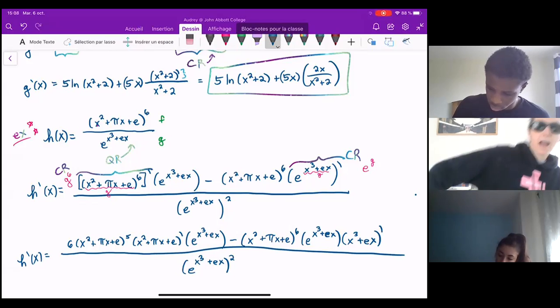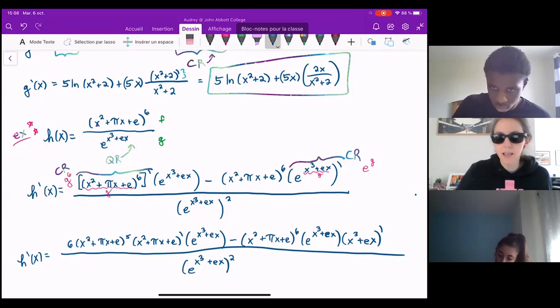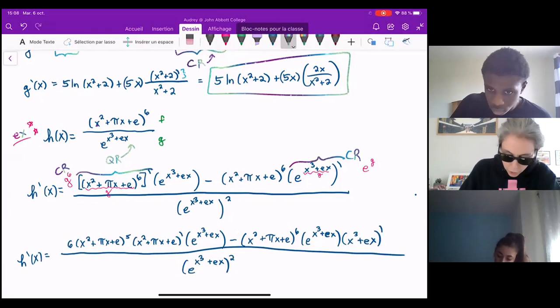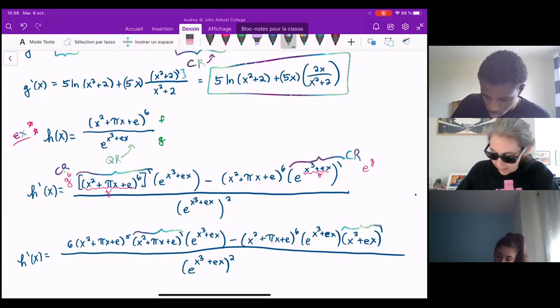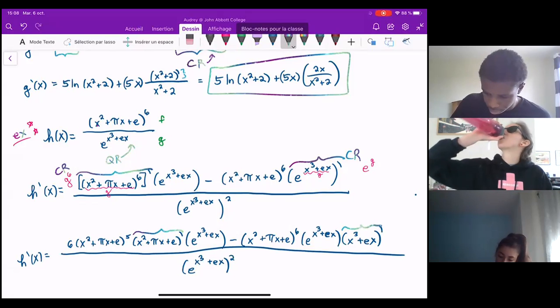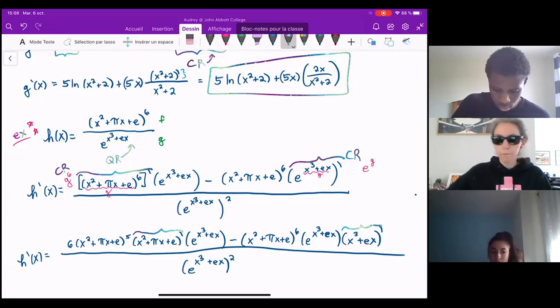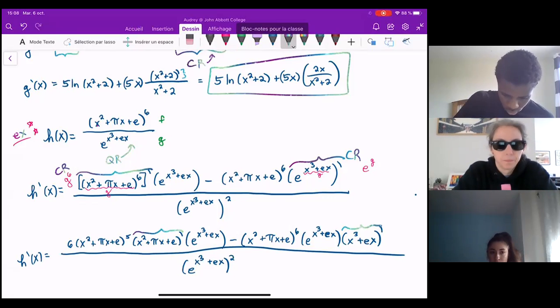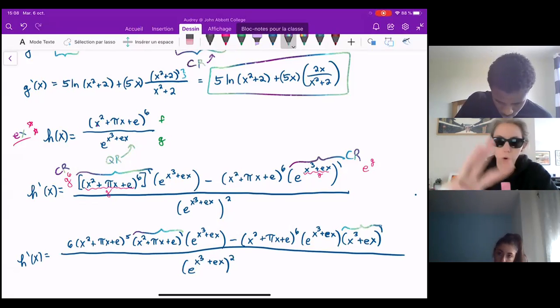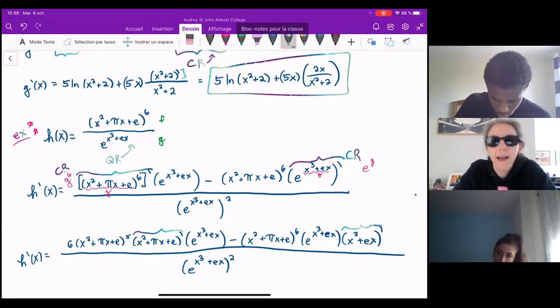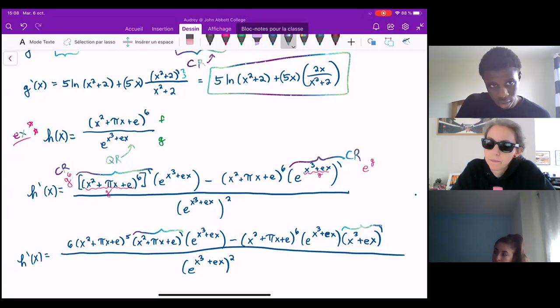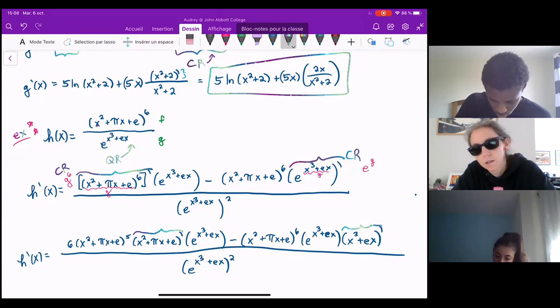Okay. Now, once again, I have two things left in this answer that have primes, two derivatives that I have left that I need to take. So again, I ask myself, chain rule, product rule, or quotient rule? So for this first one, x squared plus pi x plus e, do I need a chain rule, product rule, quotient rule, or none? Good job. None. What about for x cubed plus ex? Chain rule, product rule, quotient rule, or none?